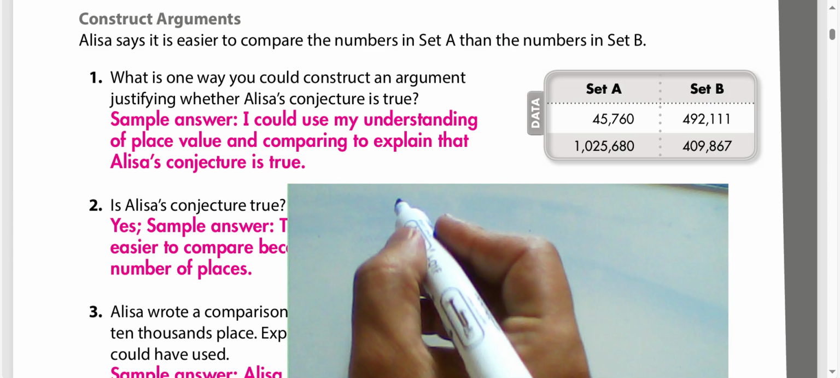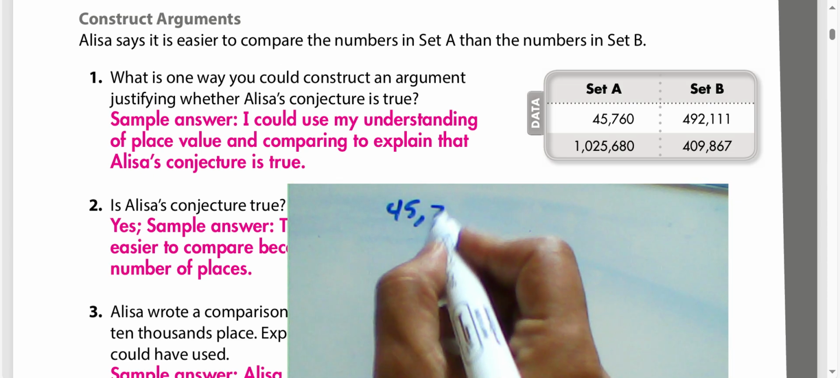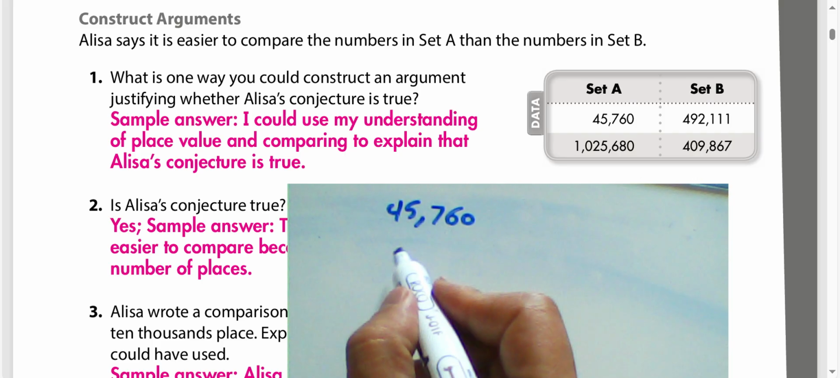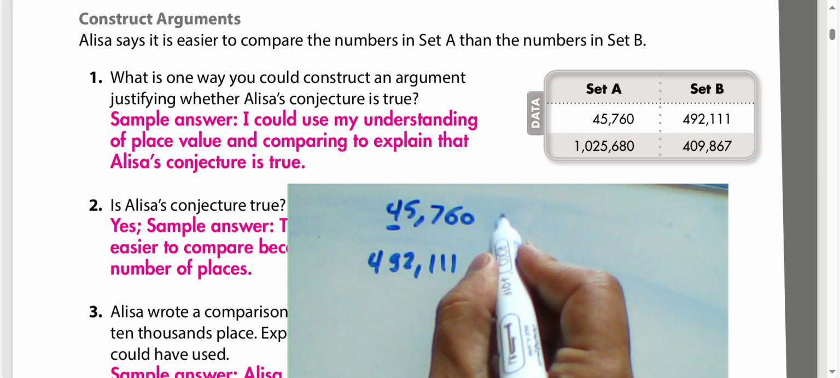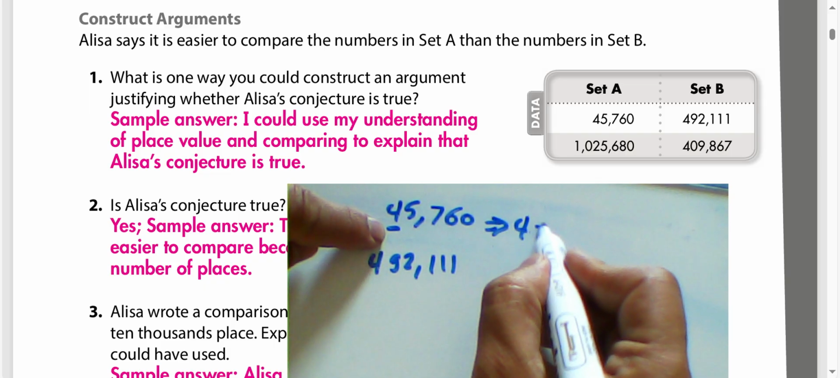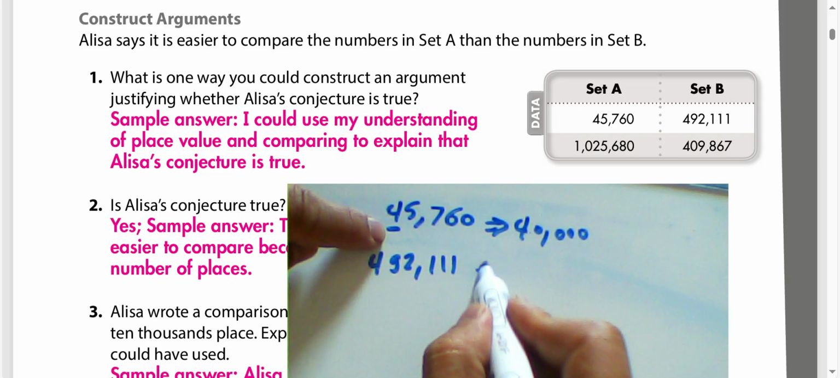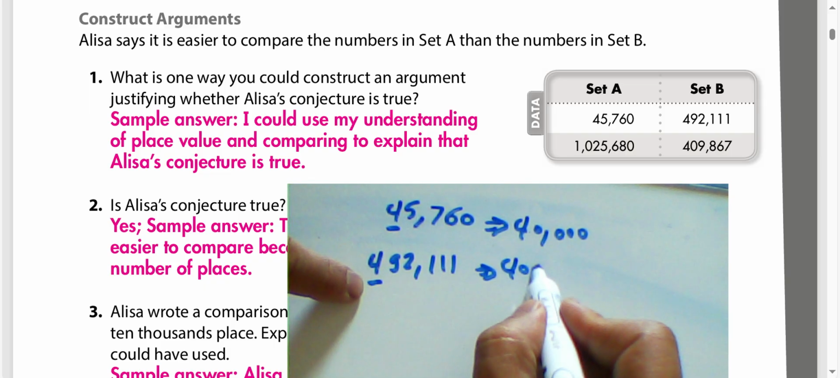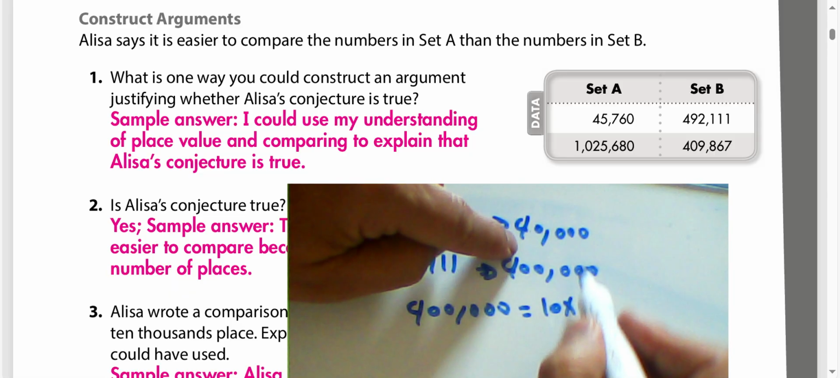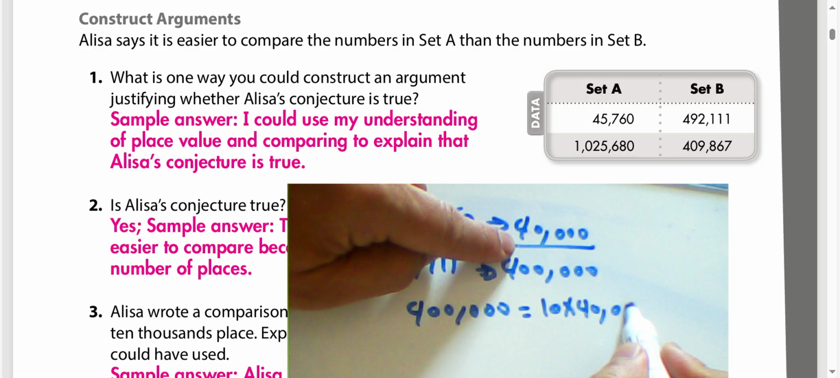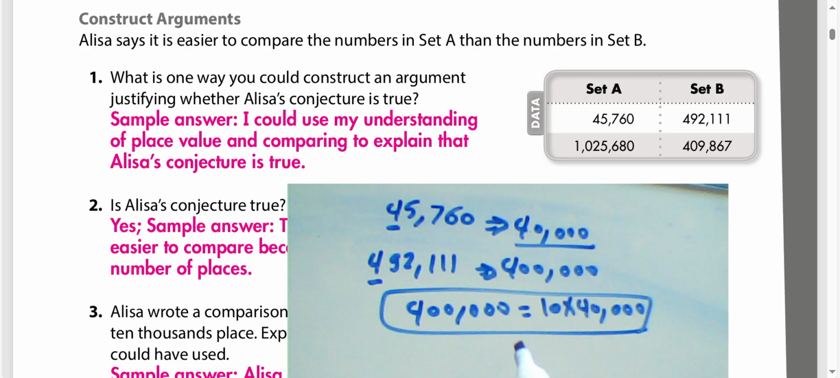Look here, we have 45,760 and also we have 492,111. The value of digit 4 in the first number is 40,000, and the value of digit 4 in the second number is 400,000. And we know 400,000 is 10 times the value of digit 4 in the first number, 40,000. That is the first or second method.